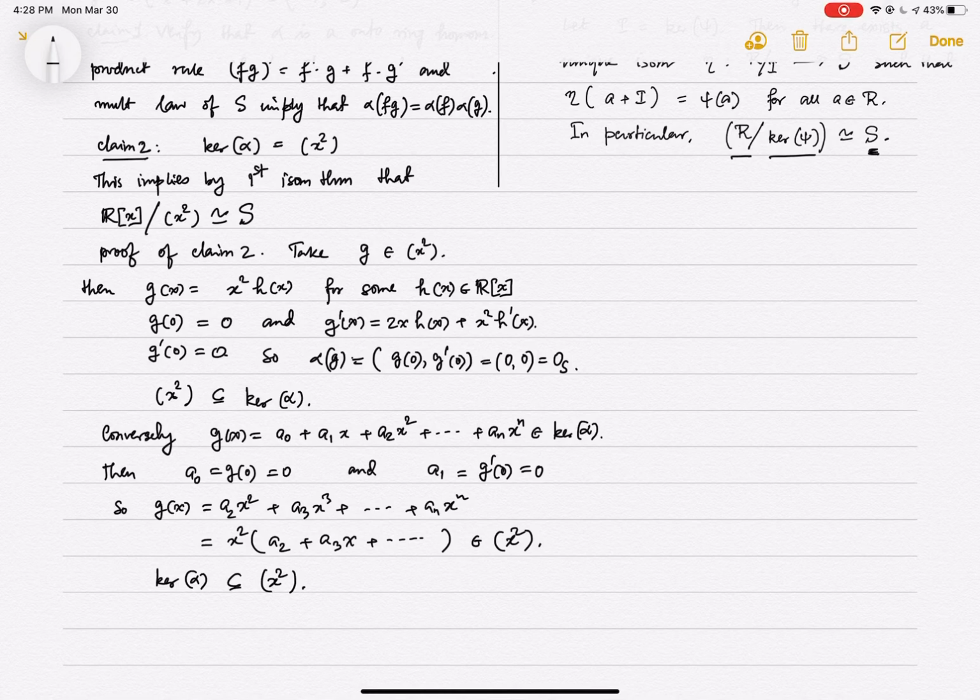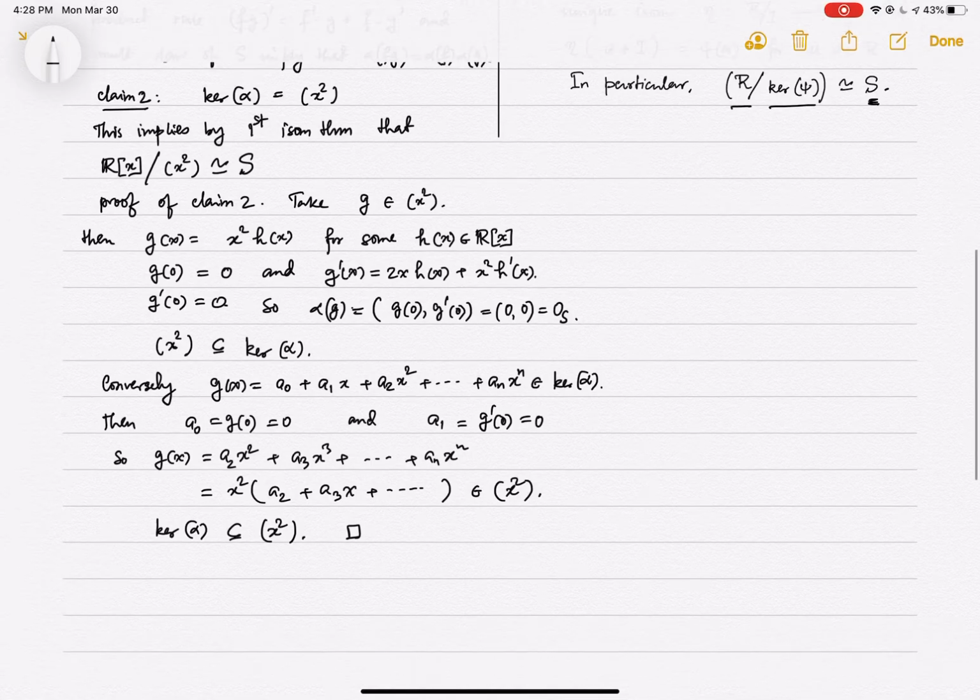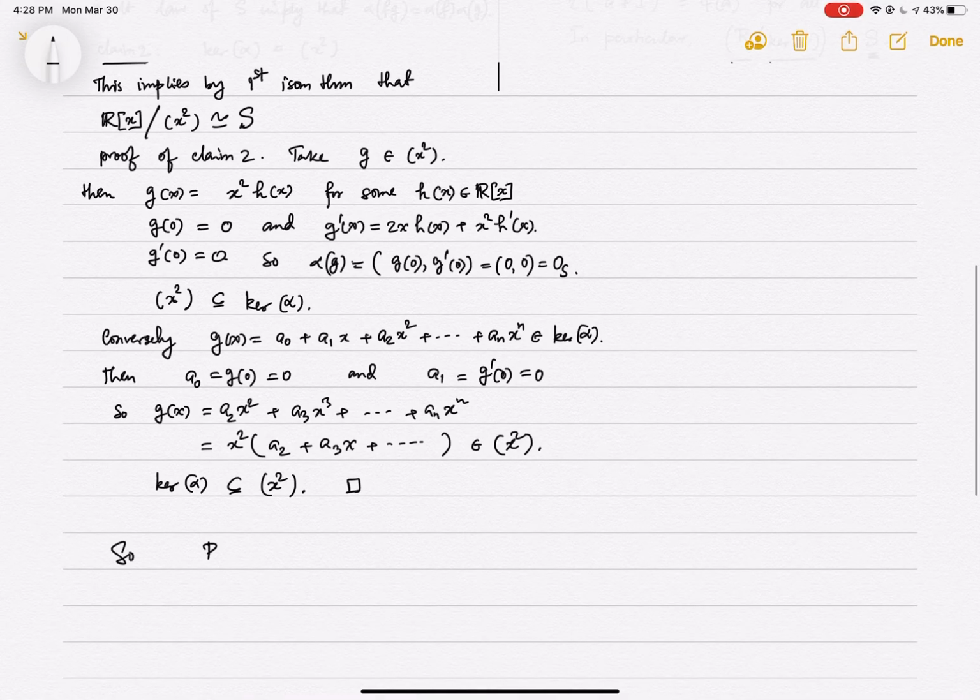So that shows claim 2, and that proves R[x] mod x squared is isomorphic to S. And what is this isomorphism? If you give me (a, b) here, that corresponds, if you unpack this proof, to the coset of a plus bx.